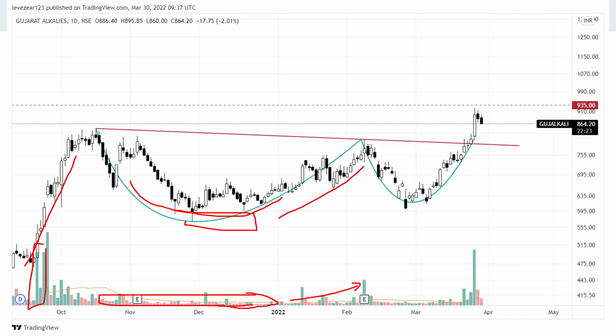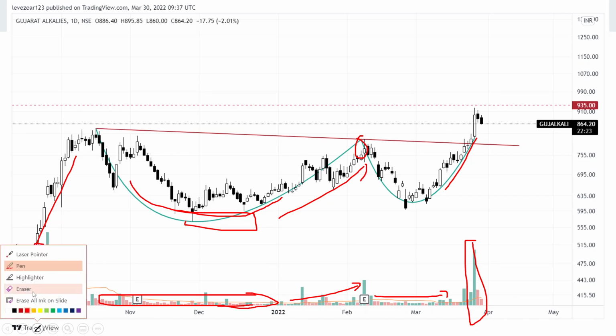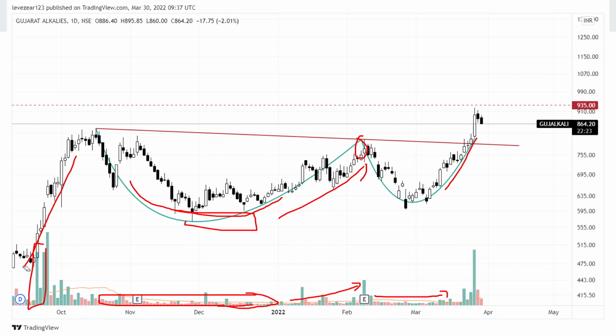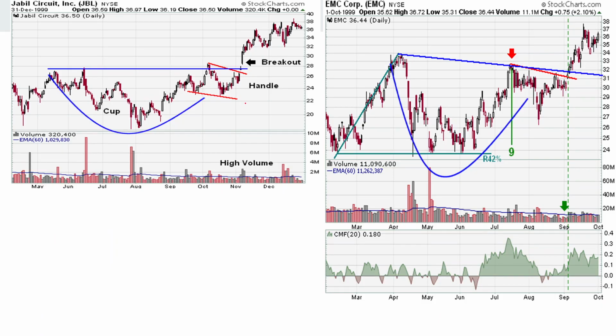When the stock went up, it again faced resistance at this level, and the volume again declined. And when it started going up, look at the volume bars. So this is what you have to look for in a cup and handle pattern. When the stock is forming the base formation and coming down, the volume should decrease, and when it is going up again, the volume should increase. So these two are examples of the ideal cup and handle pattern.